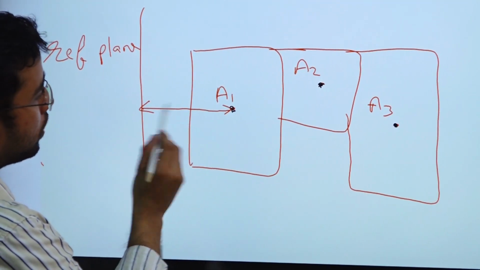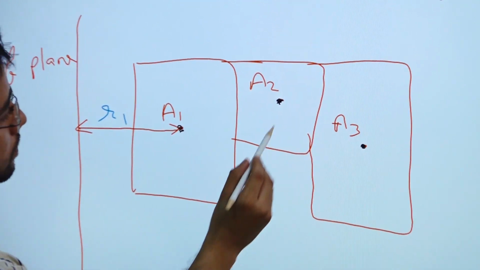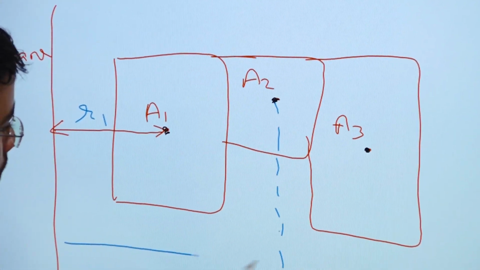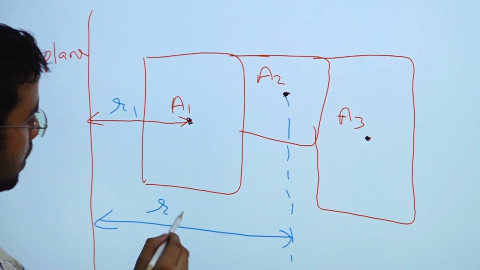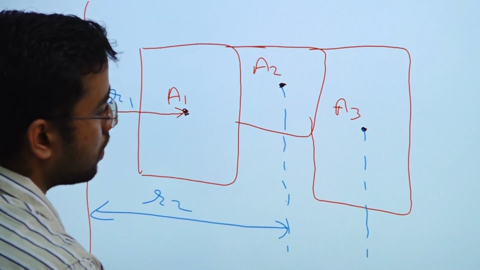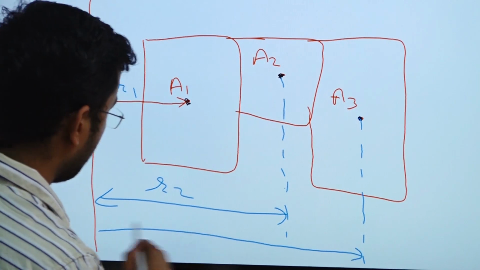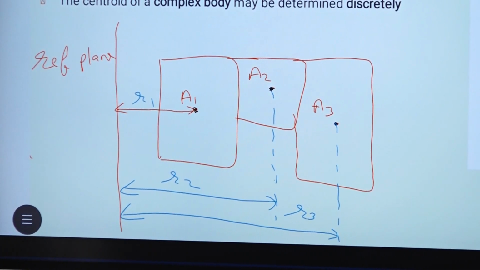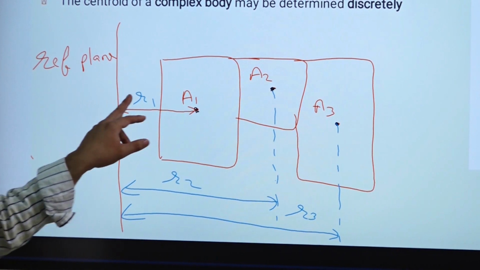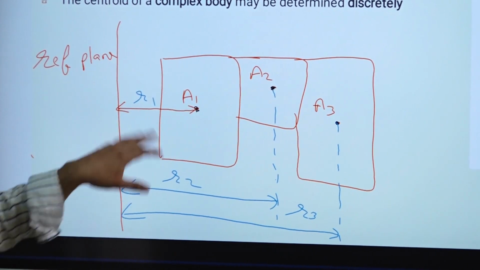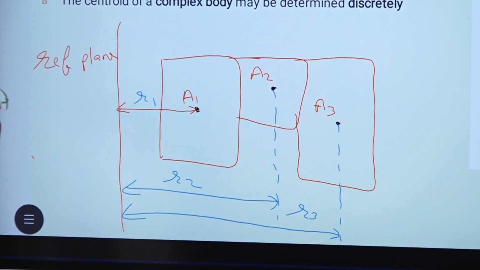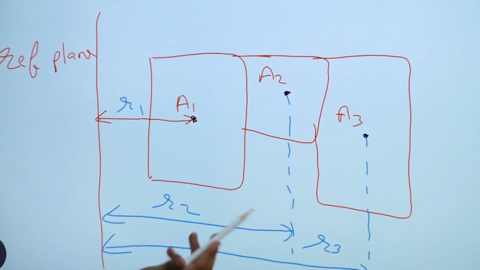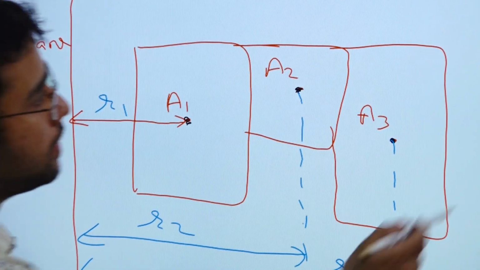Suppose from here to here it is R1, from here to here it is R2, from here to here it is R3. So how are you going to find out the centroid of the complex body? Here you can assume either A1 area or mass also. In place of A1 you can put mass also. So you are going to apply this formula.